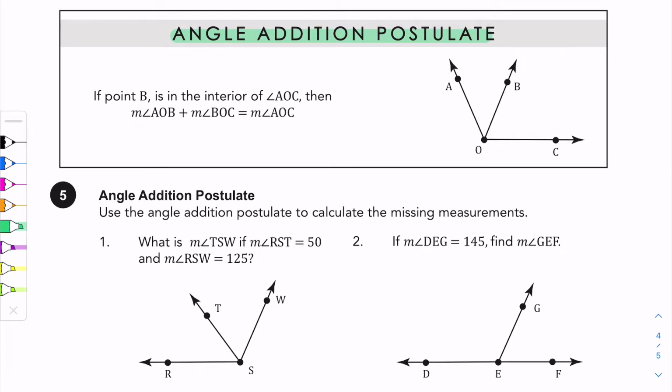this postulate says if point B is on the interior of angle AOC, the interior is everything inside of the angle. Of course, this angle extends forever, not just what's on your paper. So if point B is on the inside of my gray shaded region, then the measure of angle AOB plus the measure of angle BOC is equal to the total measure of angle AOC. So it just says you can add up the smaller angles to give you the total or the larger angles.